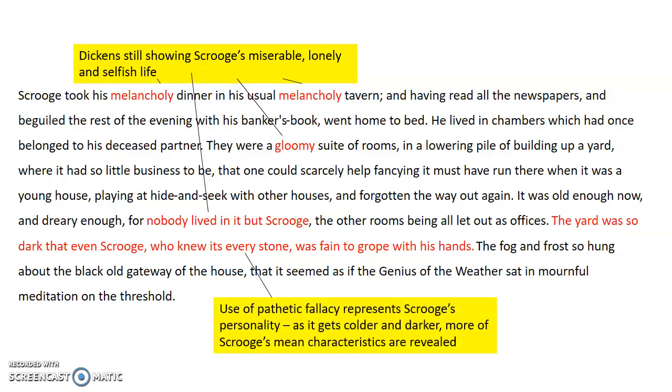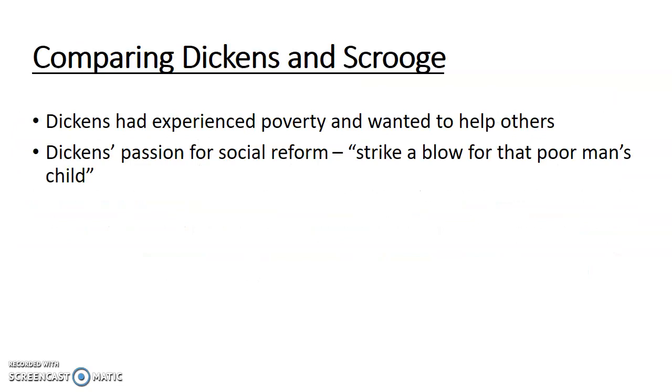If you can't remember what that is, a technique definition is on your fact sheet. And this pathetic fallacy here represents Scrooge's personality. So basically at the start of the book, everything's cold, everything's dark, everything's miserable. And the darker it gets, the more of Scrooge's mean characteristics are revealed.